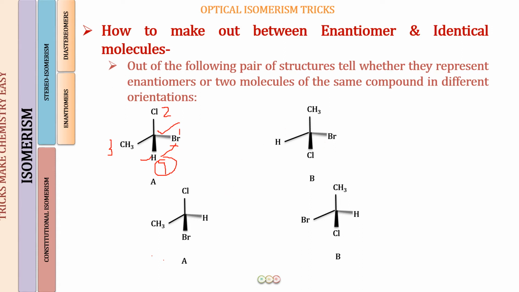Okay, so here what we will be doing is, once we have made the switch, we will be writing down the RS configuration. So bromine is my priority group number 1 and chlorine is my priority group number 2 and hydrogen was 4. I'm going to make an arrow from 1 to 2 crossing over 4. Never make the cross over 3. Okay, so this is in the anti-clockwise direction, but remember that you have made a switch of the 2 groups. When you make a switch of the two groups, you convert one enantiomer into the other.